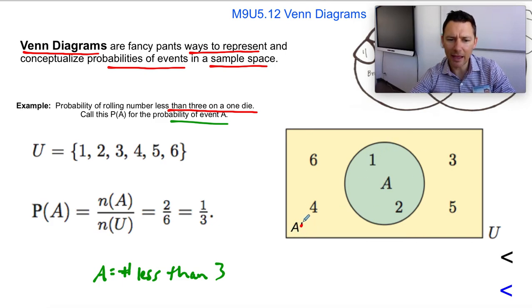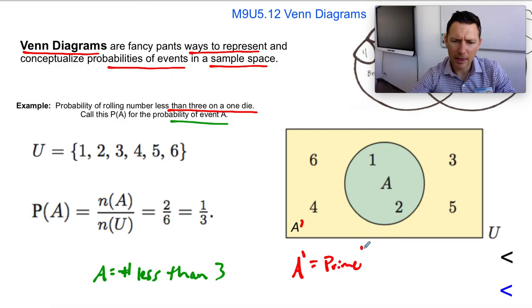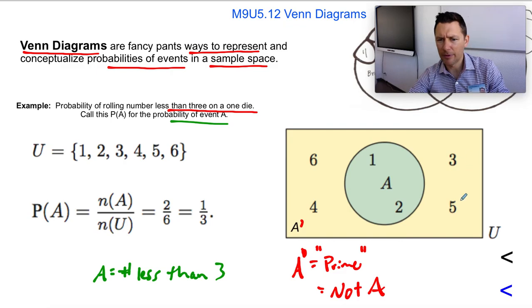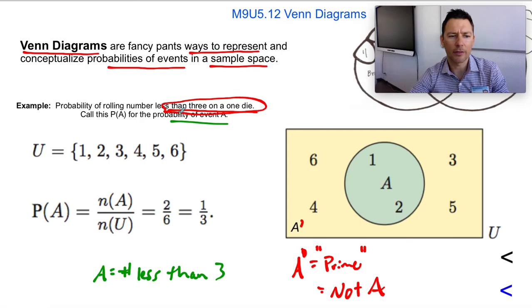Everything that's not A, this is A prime. We say A prime. That's this little guy. And that means not A. Yeah? So 3, 4, 5, and 6 are not less than 3. Cool? So these are all the numbers that are in the box, and 1 and 2 are in our sample space. So you could say, hey, look, I have 2 entries.